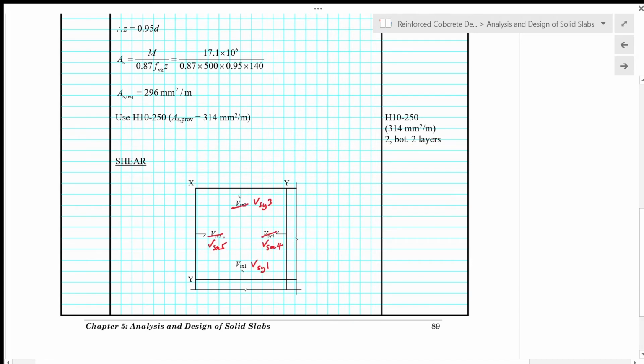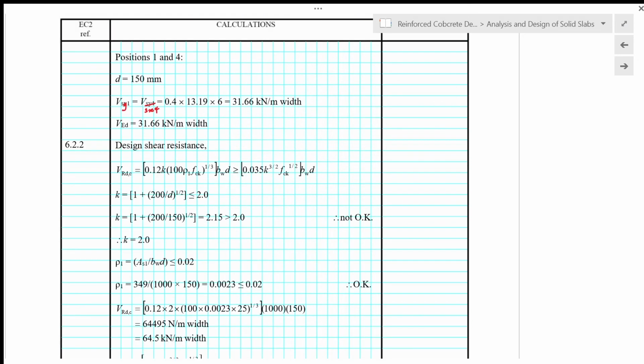As for shear, we have VSX4 at location 4 for Lx direction, and we have VSX5 for location 5 of Lx direction. And then for the Ly direction, we have VSY1 for the continuous edge there, and we have VSY3 at location number 3 for the discontinuous edge over there. So for positions 1 and 4, they are at the continuous edge.